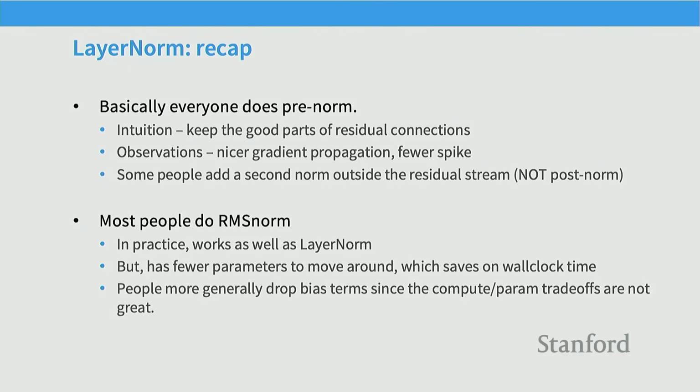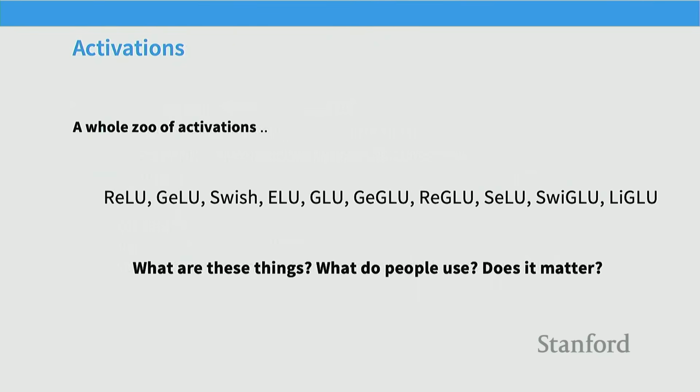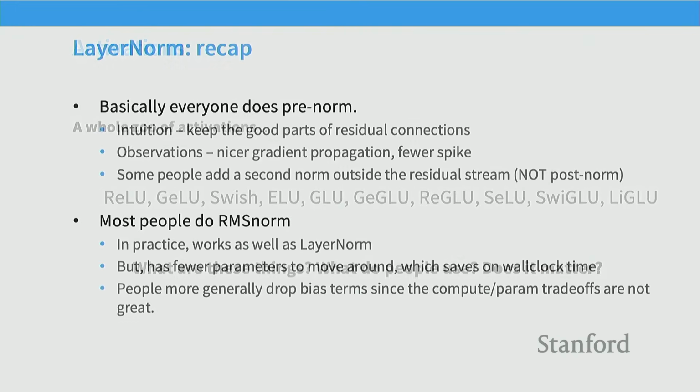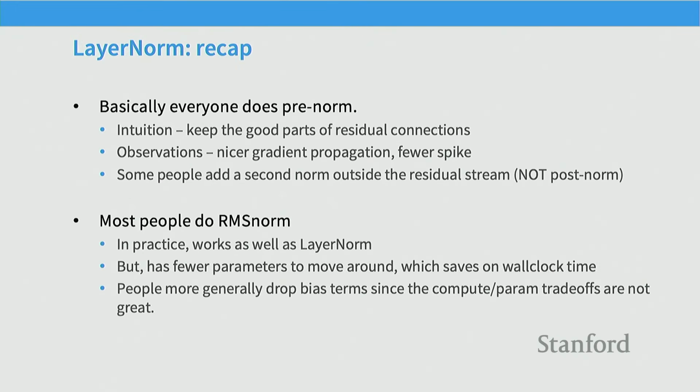Most people, or almost everybody, do RMS norm. In practice, it works almost as well, has fewer parameters to move around, and this idea of dropping bias terms just broadly applies. A lot of these models just don't have bias terms in most places. I think the one exception to this RMS norm one, as I was reading yesterday, is Cohere: both Command A and R+ use layer norm. Not quite sure why. Okay, any questions on the layer norm, RMS norm, and bias term stuff before I move on? Yes, question.